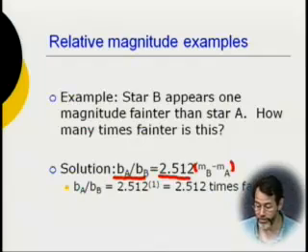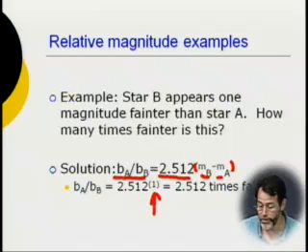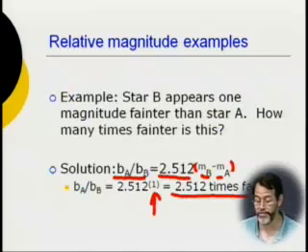So then we can put in numbers. We said that it's one magnitude fainter. So M sub B minus M sub A is equal to 1. So this means it's 2.512 raised to the first power. So it's 2.512 times fainter. So if it's one magnitude fainter, it means it's 2.512 times fainter. And sometimes I'll just abbreviate it and say 2.5.